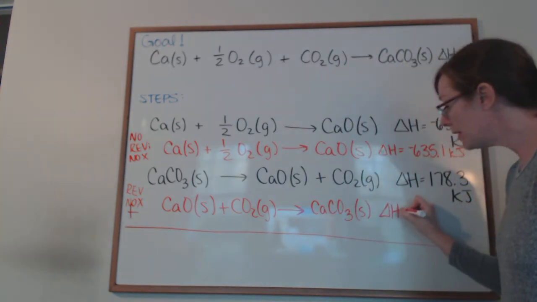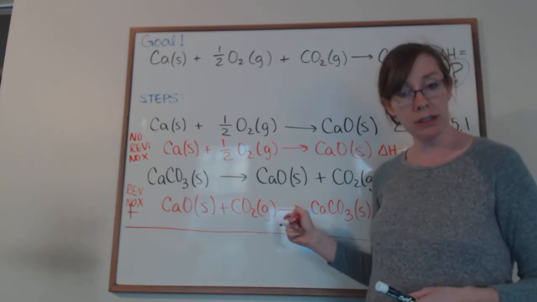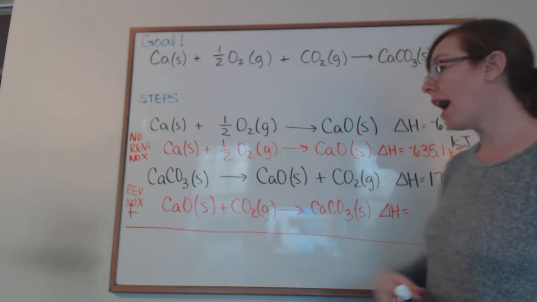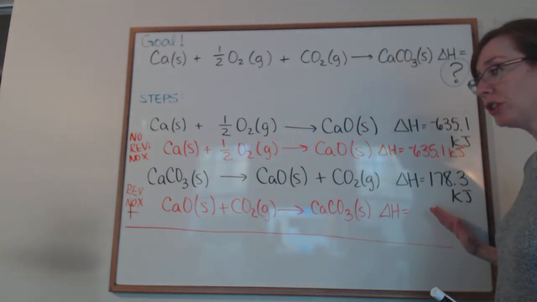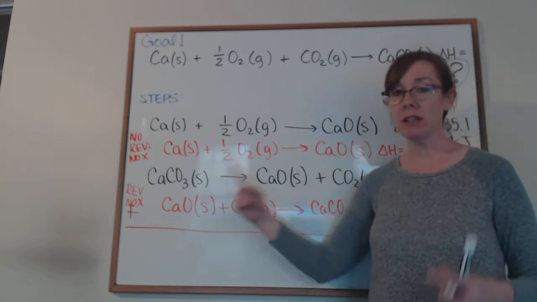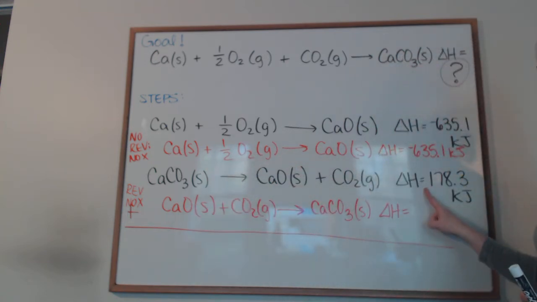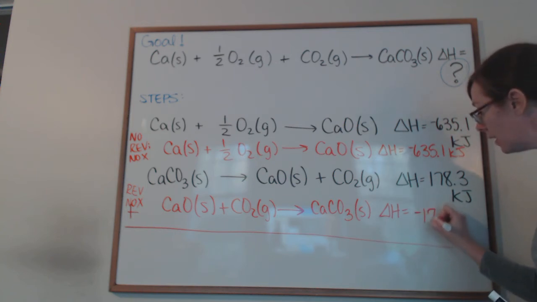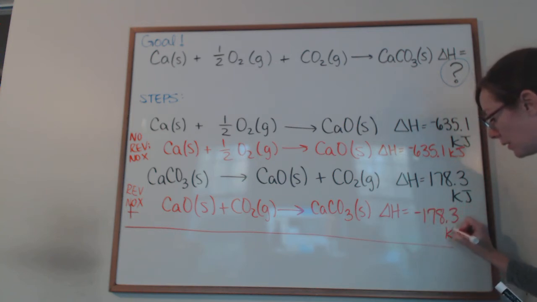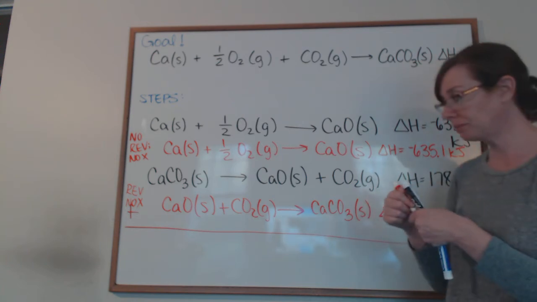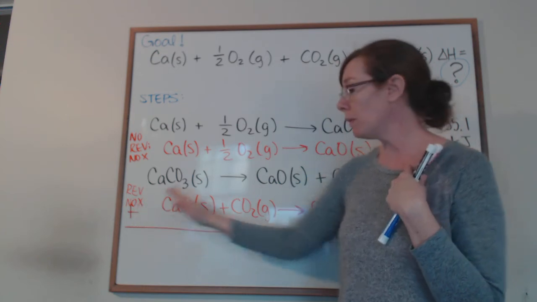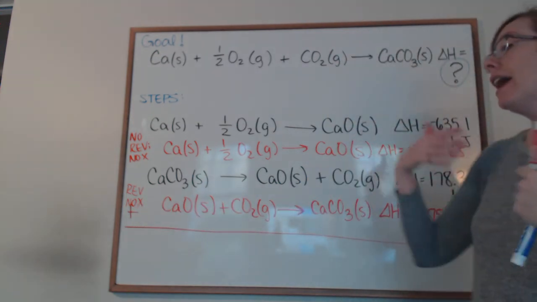Now, as soon as you manipulate a step in any way, if you reverse it or if you multiply the coefficients by a number, you have to change the delta H. The delta H will change. And the rule is this: if you reverse an equation, you flip the sign of delta H. So instead of being 178.3 kilojoules, which is endothermic, it becomes negative 178.3 kilojoules, which is exothermic. All you do is flip the sign. Had we needed to multiply the coefficients by some number, we would multiply the delta H by that exact same number. And now we're almost done.